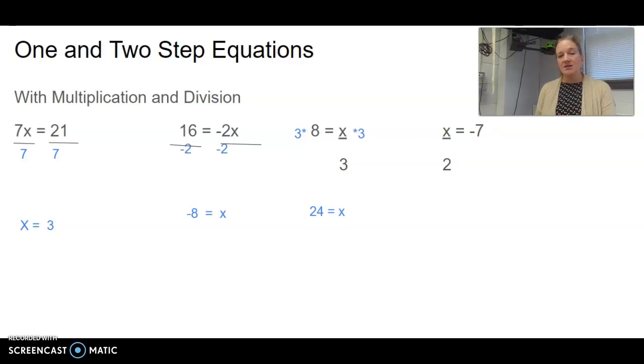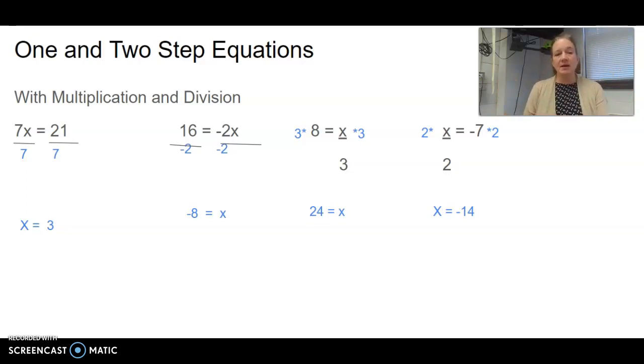Okay. On the next one, I'm going to multiply by 2 because I have x divided by 2. The opposite of division is multiplication. The inverse operation of division is multiplication. So I'm going to now multiply both sides by 2. That cancels out on the left. I'm left with x. And then on the right, negative 7 times 2. A negative times a positive is a negative.